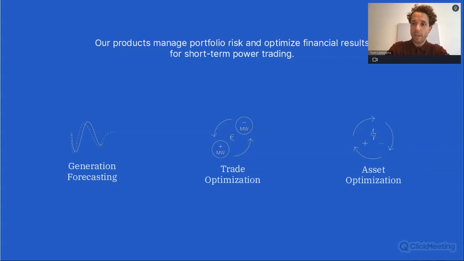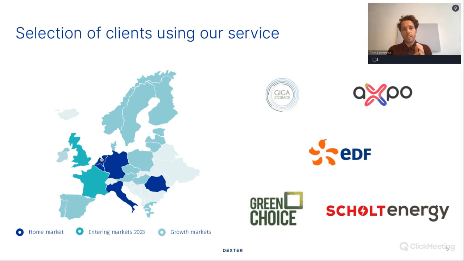We aim to optimize the short-term trading cycle, and we do so by providing generation forecasting services of wind and solar power. We offer trade optimization services for the short-term trade cycle. And we do asset optimization, mainly for batteries and curtailing of wind and solar power, based on a price forecast. Currently, we're mostly active in the Netherlands, Belgium, Germany, Italy, and Romania, and we intend to expand our services in Europe. First on the list is the UK, and after that, likely also France, and then the rest.